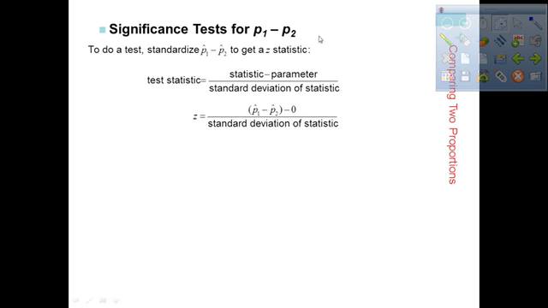All right, so significance testing here. To do a standardized test, remember we're still using this formula right here that's on your green sheet if you look at it. All right, so if you take a look at your green sheet for me, you're going to see the statistic minus parameter divided by the standard deviation of the statistic.